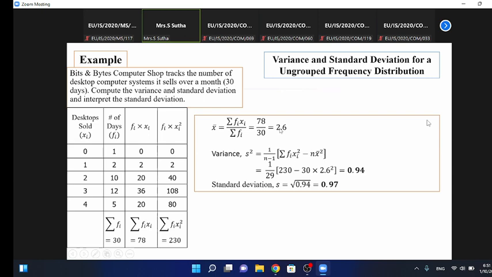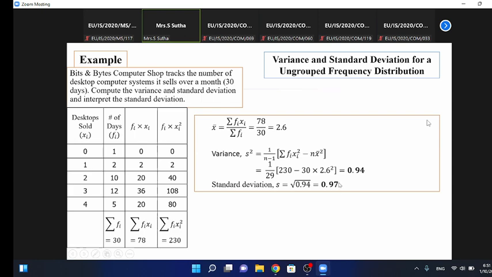X bar you already calculated, 2.6. So 2.6 squared. When you simplify, the variance is 0.94. Now we need s. By taking the square root of the variance, you will get the value 0.97.